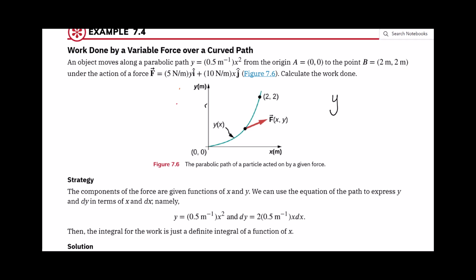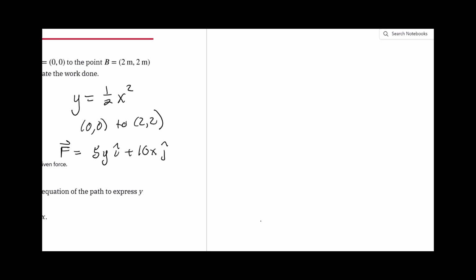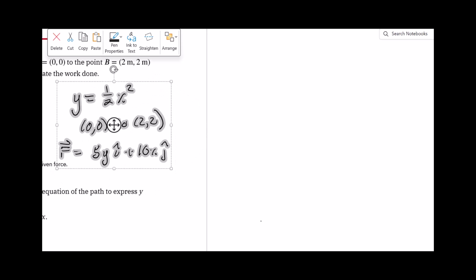So I have a curve, y = 1/2 x squared, where it goes from (0, 0) to (2, 2). And I have a force, and if I take out the units, it's going to be 5y i-hat plus 10x j-hat. Okay, so given that and that, I want to find the work done along that path. So that force along that path, what kind of work does that force do?